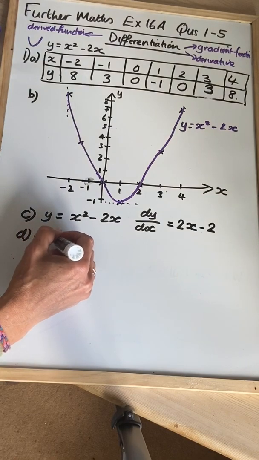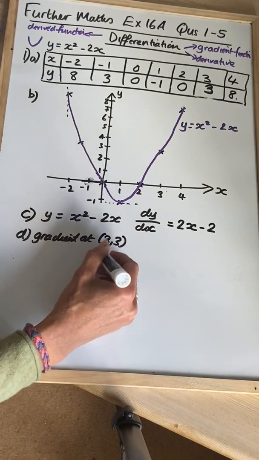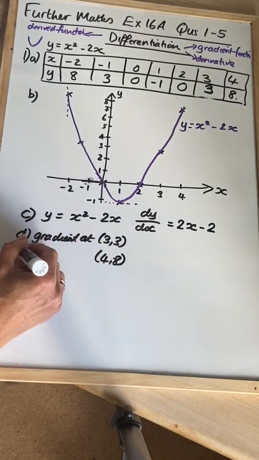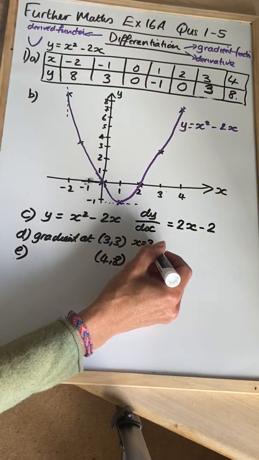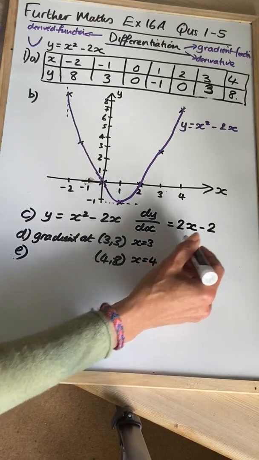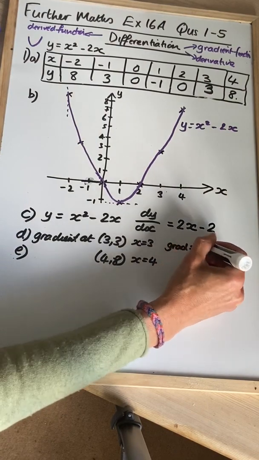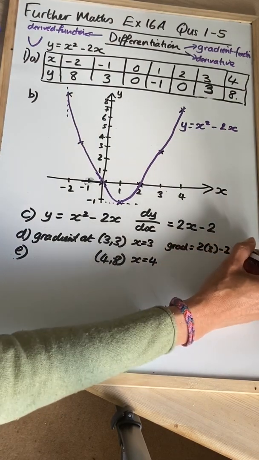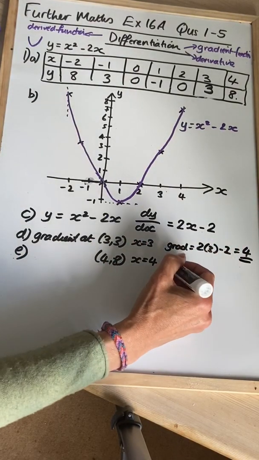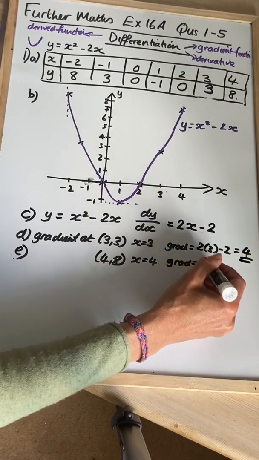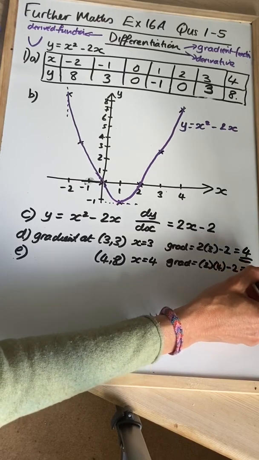So I want my gradient at 3, 3 and at 4, 8. I'm asking for the next 2 points. So the value that we're interested in is the x value, x equals 3 and x equals 4, and we literally just substitute them in. So gradient equals 2 times 3 minus 2, which is going to be 4. And here the gradient is going to be 2 times 4 minus 2, which is 6.